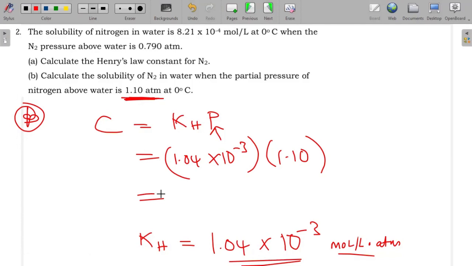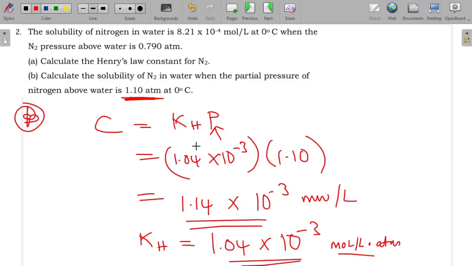Approximately, I'm getting 1.14 multiplied by 10 to the power minus 3 moles per liter. So this will be the concentration if the partial pressure is 1.10 atmospheres at 0 degrees Celsius. So we are done with question 2.